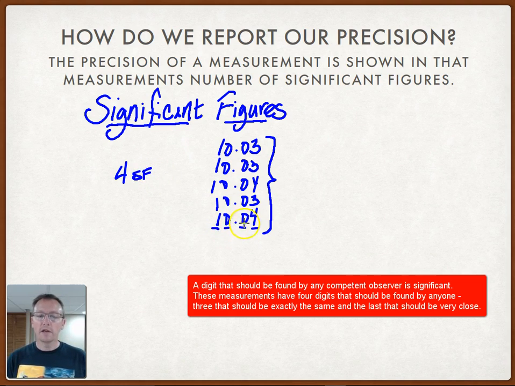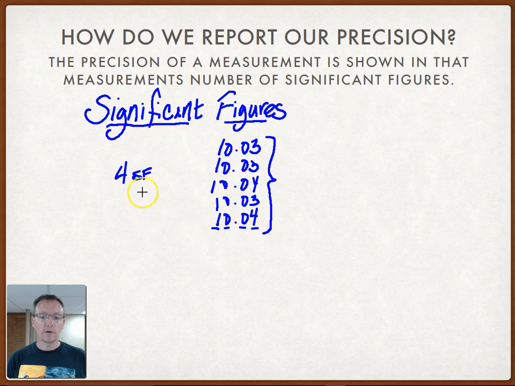The first 3 are all going to be the same no matter who measures it if they use the same methods and the same tools. The last one is estimated, and in any measurement, the last place is always an estimated digit. So the fourth significant figure is always somewhat estimated there. So you got 4 sig figs there.